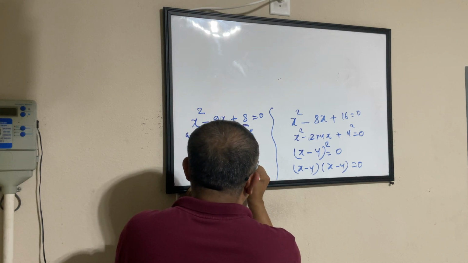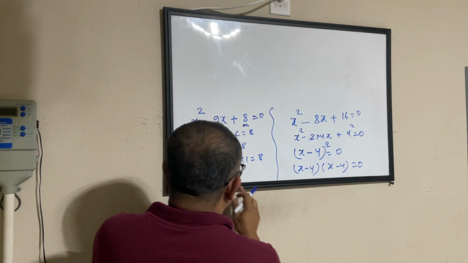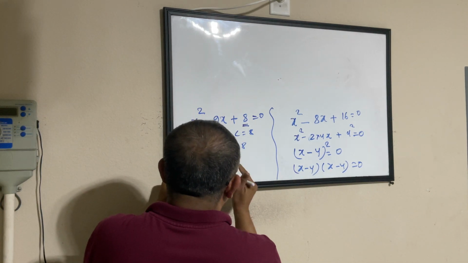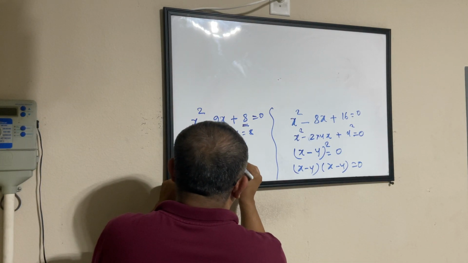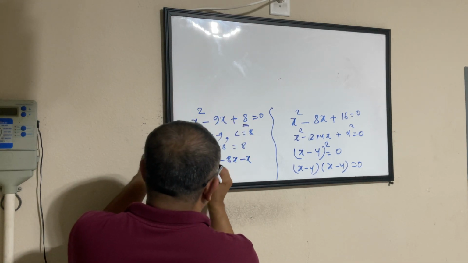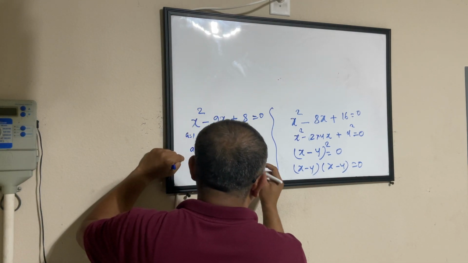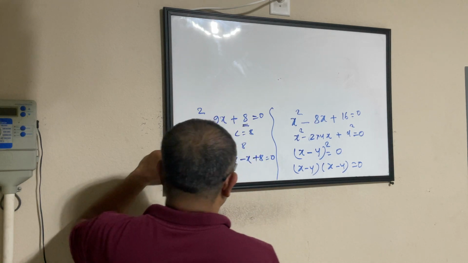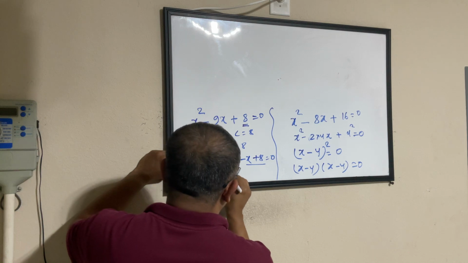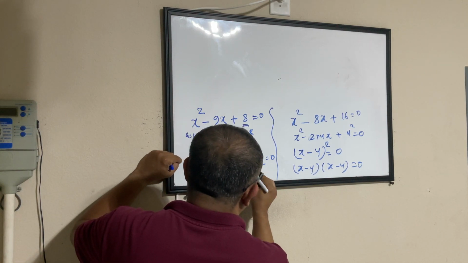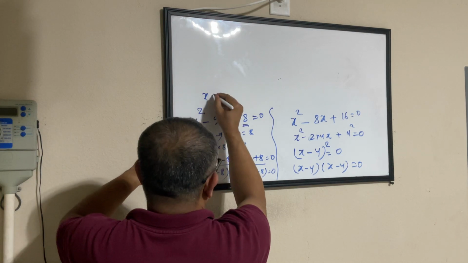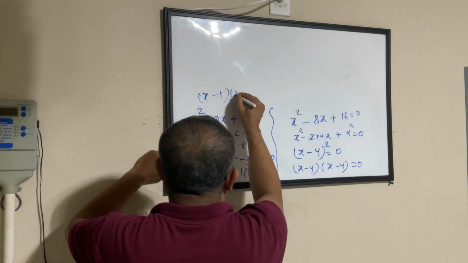I can do 8 into 1, which is 8. Now if I add 8 and 1, that gives me 9. So can I say minus 8x minus x? I'm just breaking this into 2 parts. So it becomes x squared minus 8x minus x plus 8 equals 0. I'll take these two together, so this becomes x times (x minus 8), and here minus 1 times (x minus 8) equals 0. So this gives me (x minus 1) into (x minus 8).